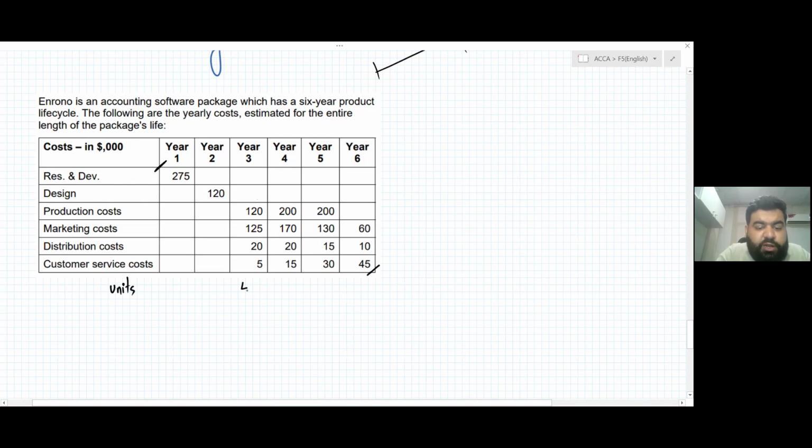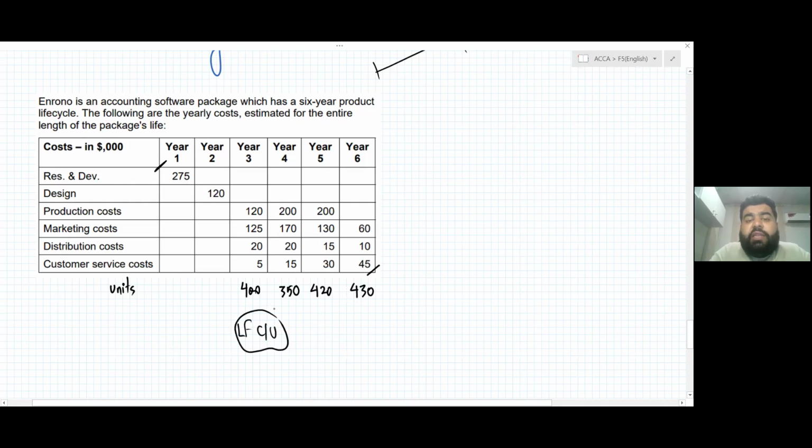So in the first year the units were 400, then 350, then 420, then 430. So these are the units over the years. Actually we want to understand the concept of life cycle costing per cost per unit. First of all, we have to calculate life cycle cost per unit.